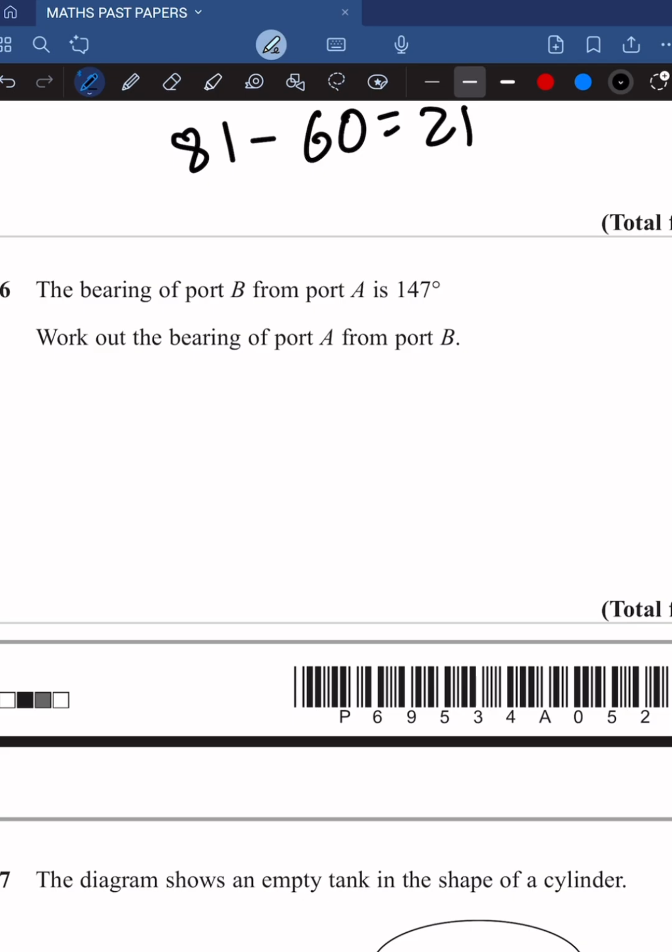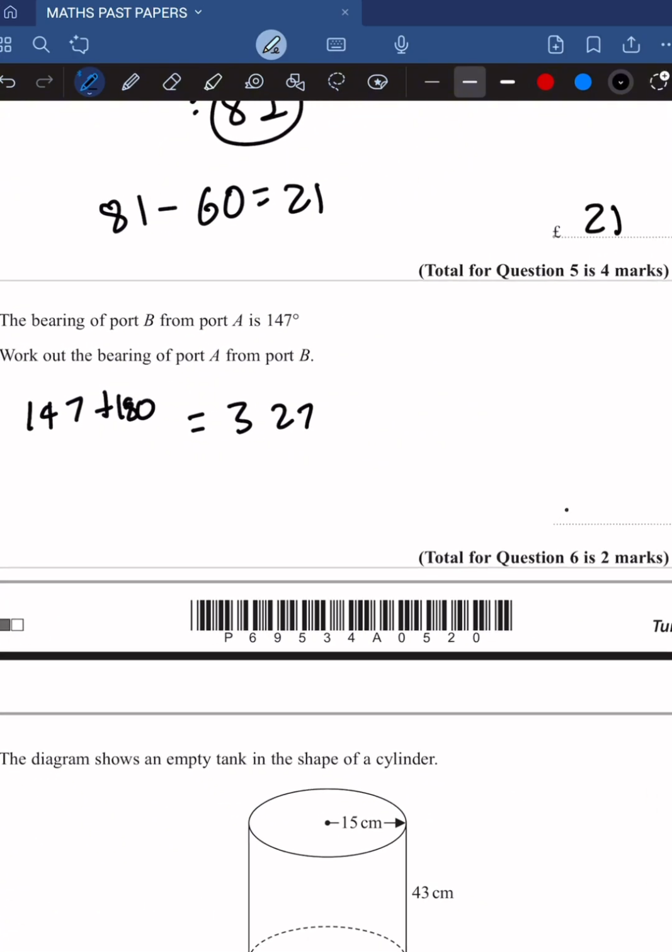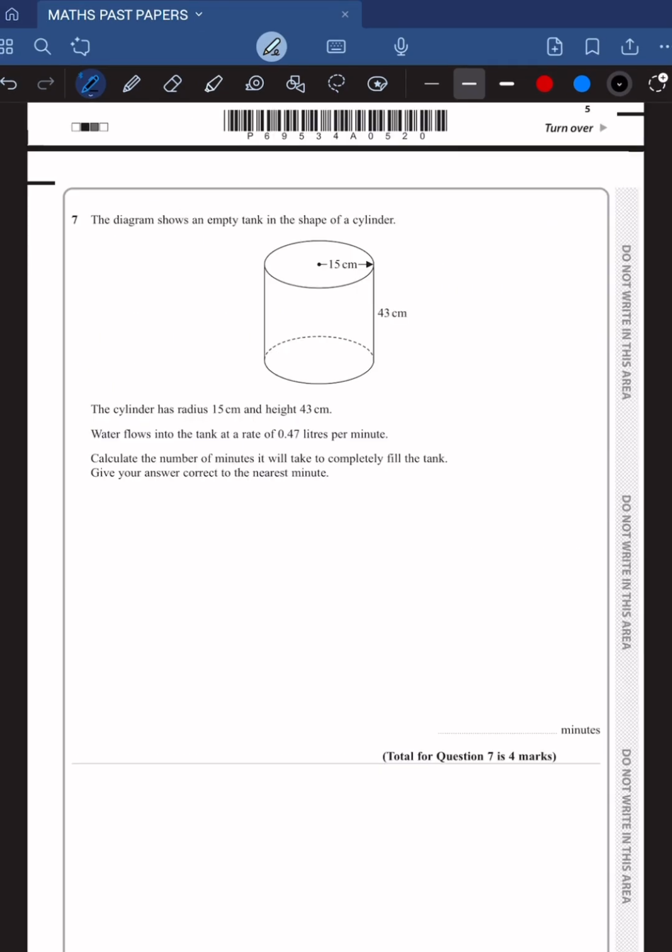Work out the bearing of port A from port B. So, how could we actually do this? Well, we know that 147 plus 180 is going to give you the bearing, which is 327. So 147 plus 180 is 327.